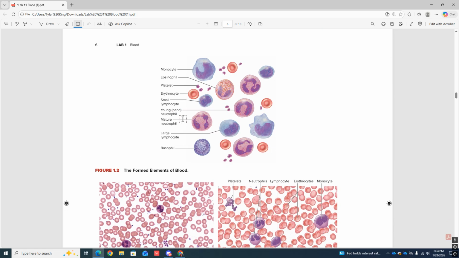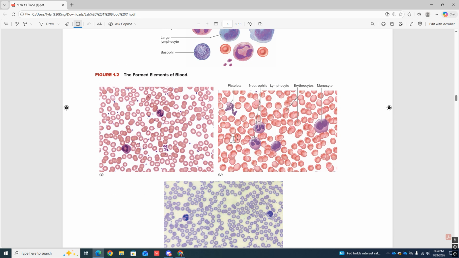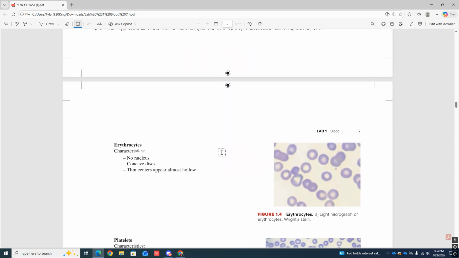Okay, so we talked about these pictures a little bit. Let's look at some of these in particular. I'll run you through my tips and tricks for finding some of these. If we were to show you a picture of some of these things, how do we know what we're looking at?